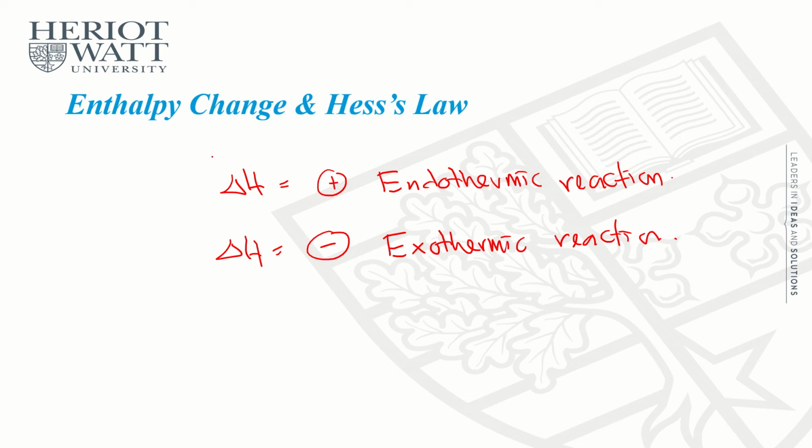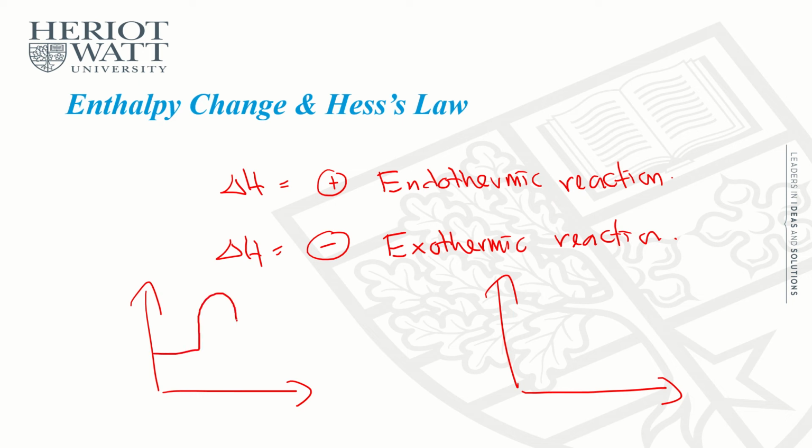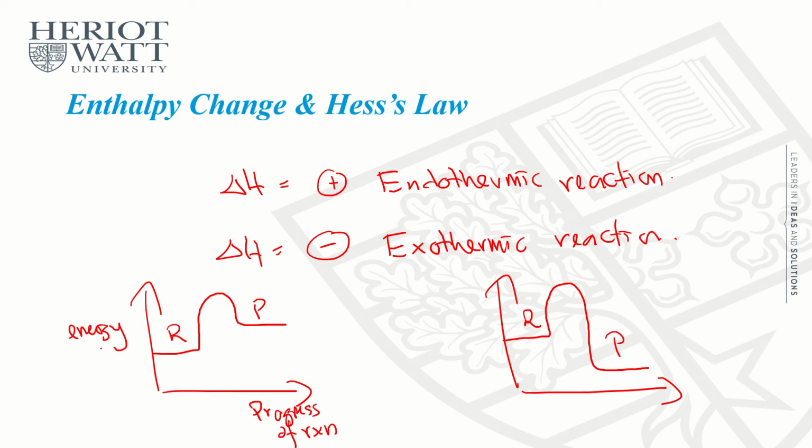Next, we need to learn about the graph. What does an energy profile diagram look like for an endothermic or exothermic reaction? We have two graphs here. Let's say I have a reactant that goes through an activation energy and changes into product. I have another graph where I go through activation energy and then change into the product. The y-axis is energy, and the x-axis is the progress of reaction. Same goes for the other graph: energy on the y-axis, progress of reaction on the x-axis.